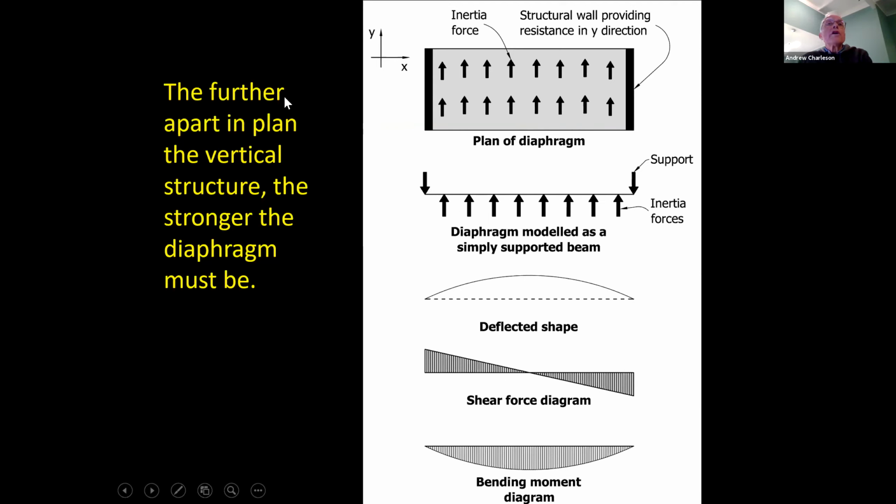And so the further apart in plan the vertical structure, the stronger the diaphragm must be. So if this distance is like 10 meters, then the diaphragm doesn't need to be very strong. But if this is like 40 meters long, then the diaphragm has to be very strong because the shear forces will be great and the bending moments will be great.